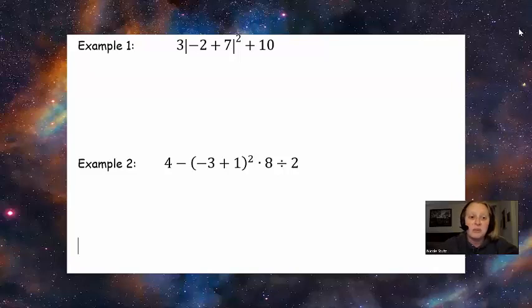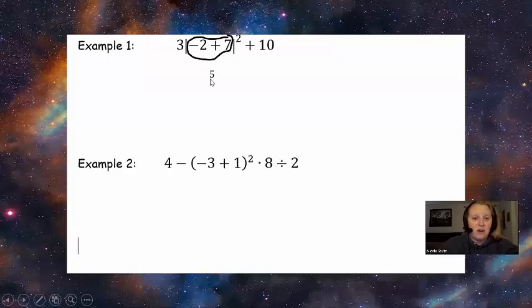Today we're just going to do some examples of PEMDAS problems that use absolute value bars as well. All right, so if we think back to our order, we always have to circle whatever math is inside the grouping symbol. So we're going to circle -2 plus 7, and that's the math we're going to do first. When I do that, I'll get 5, and then all this stuff we didn't circle comes along for the ride. We just copy it down again.